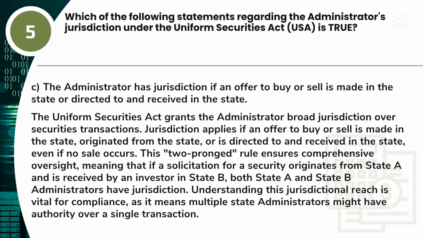This two-pronged rule ensures comprehensive oversight, meaning that if a solicitation for a security originates from State A and is received by an investor in State B, both State A and State B administrators have jurisdiction. Understanding this jurisdictional reach is vital for compliance, as it means multiple state administrators might have authority over a single transaction.